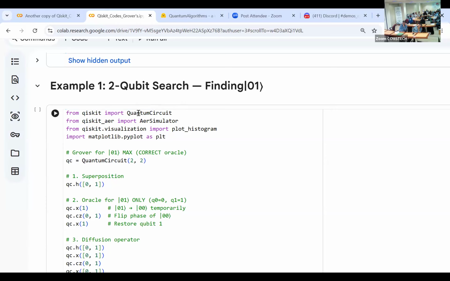If you don't know exactly what you need to import, you can use a star sign. It will import the whole library, but in that case your program will be too heavy. So it's better to import only what you require. First we import the circuit from Qiskit, then the Aer simulator for simulating our circuit. For visualization we take plot_histogram, and for plotting we need the Python library matplotlib.